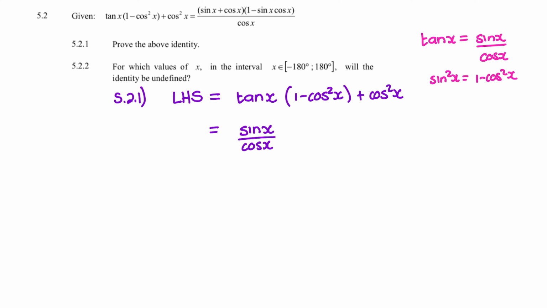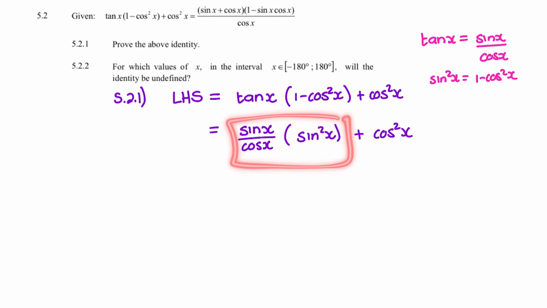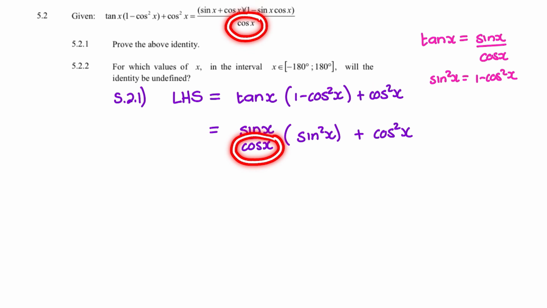And I'm going to rewrite 1 minus cos squared x as sin squared x, and I need to add cos squared x. Now can you see in our first term, we already have the denominator of cos x, which we need to prove on the right-hand side.